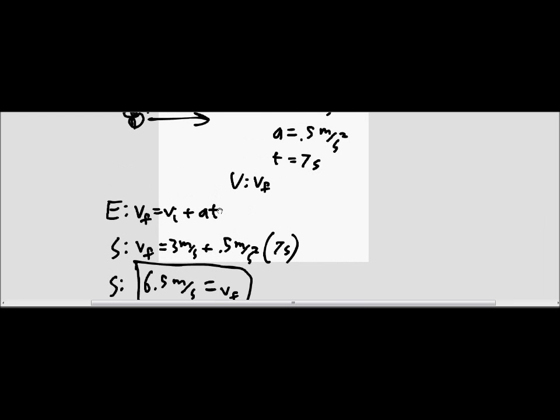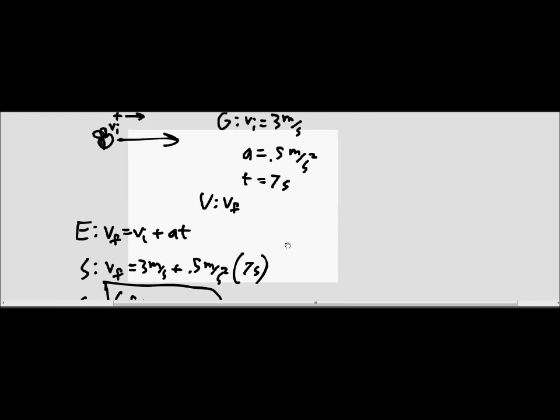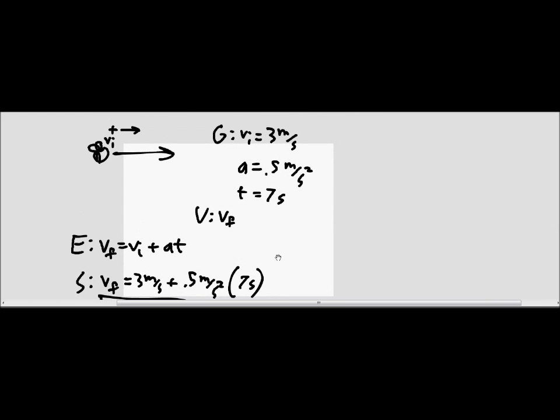Alright, so that was simple enough. Now you may be asking yourself, there's another equation that has initial velocity and final velocity in it. That's the final velocity squared is equal to initial velocity squared plus 2 times the acceleration times the change in x. The only problem with that is we don't know the change in x. And we could calculate that, sure, but it would be going out of our way to solve this problem.